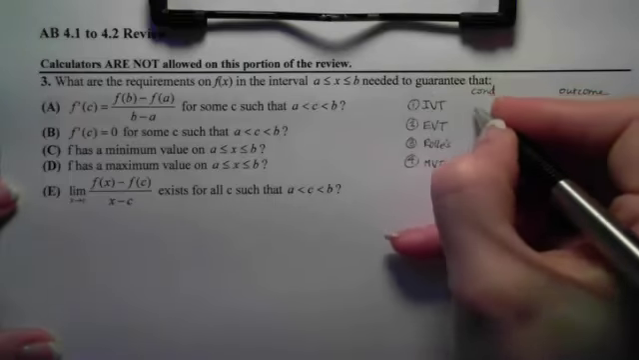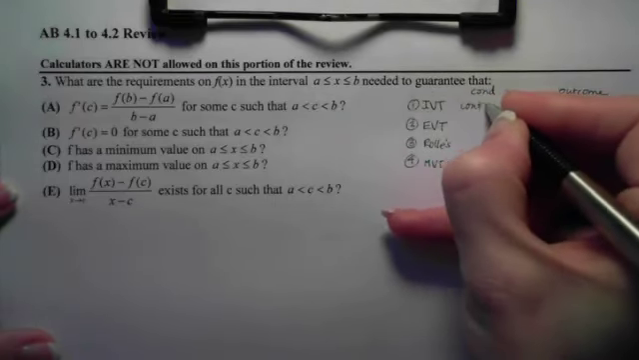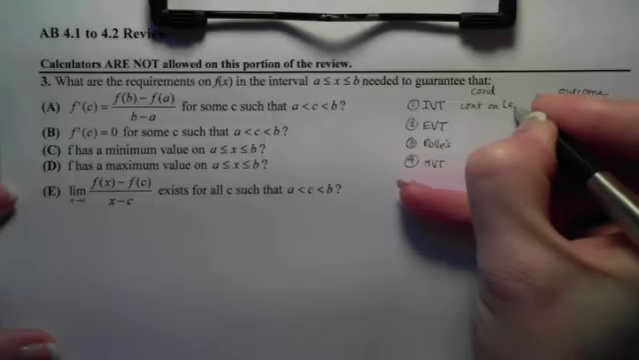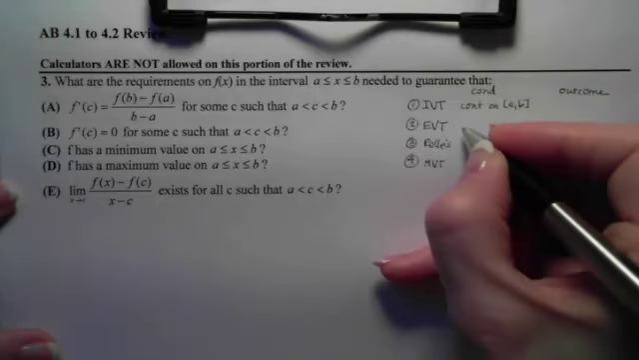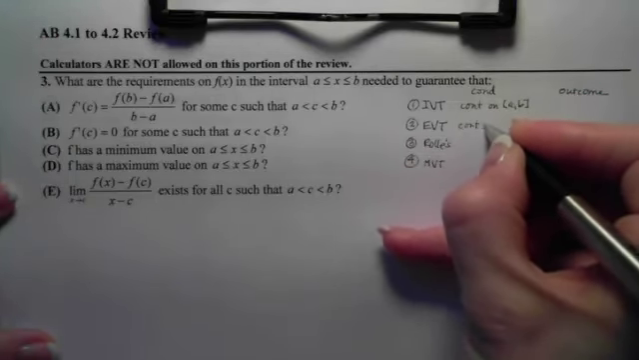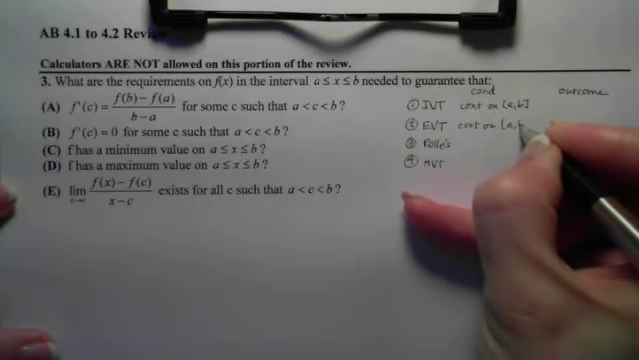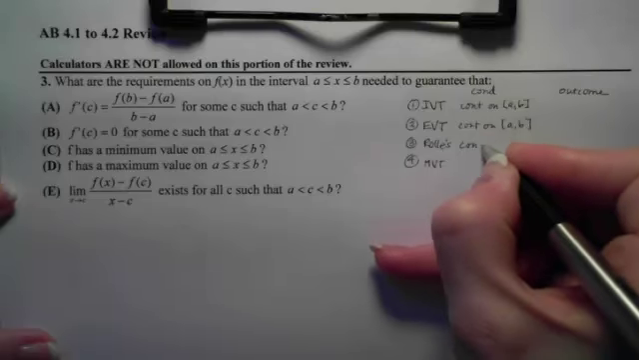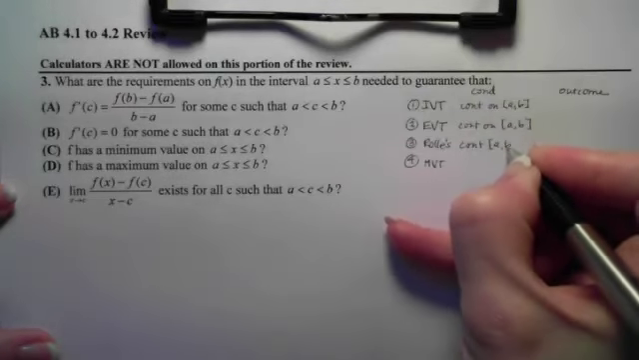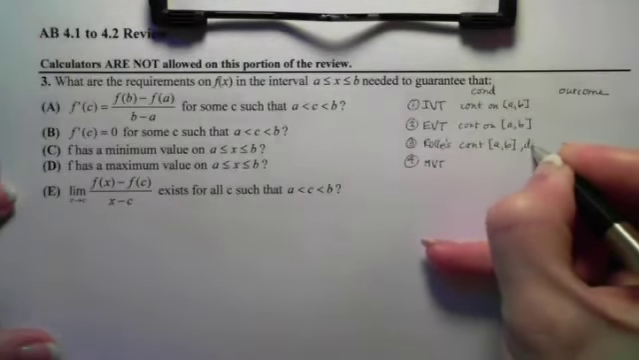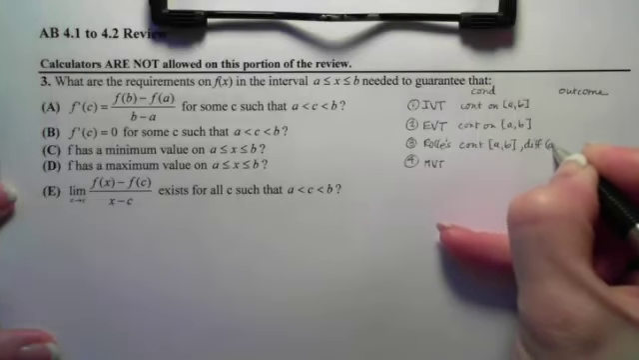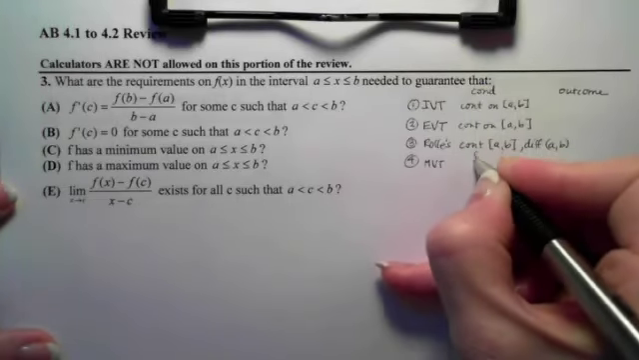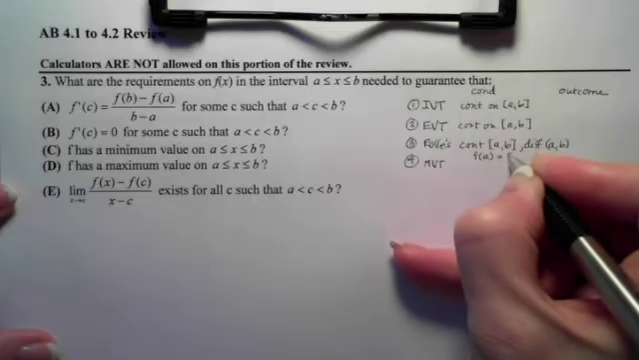For the intermediate value theorem, we have to be continuous on the closed. For the extreme value theorem, we also need to be continuous on the closed. For Rolle's theorem, we have to be continuous on the closed. We have to be differentiable on the open. And we have to have two y coordinates that are the same.